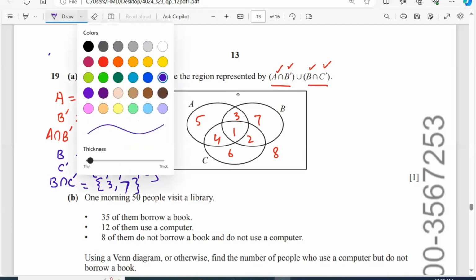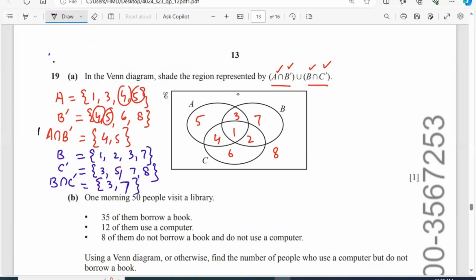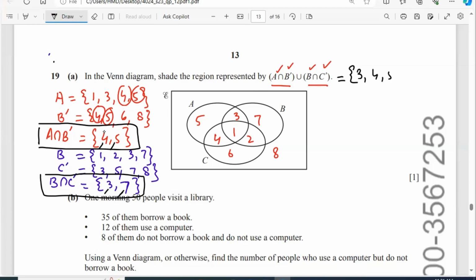Now find out the union of these sets. Union means all common and uncommon elements. So 3, 4, 5, and 7. So 3, 4, 5, 7 are the elements for this set. Shade the region, but before shading, remove all numbers from each area.